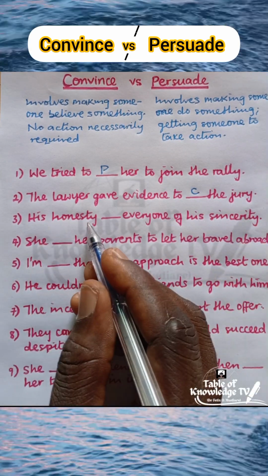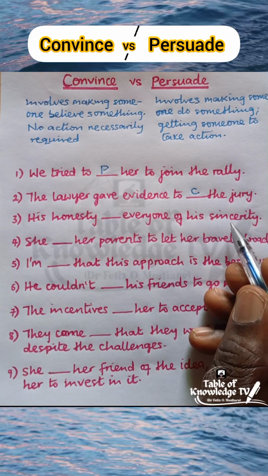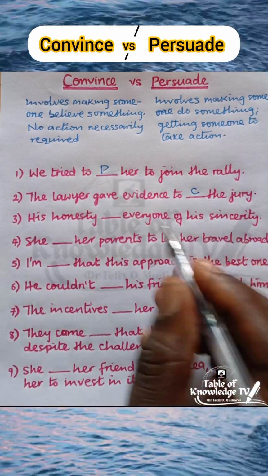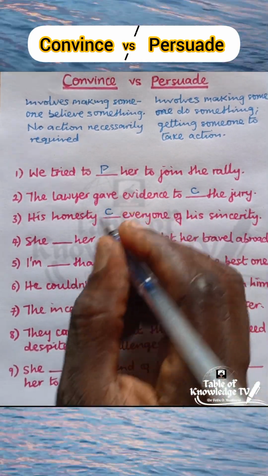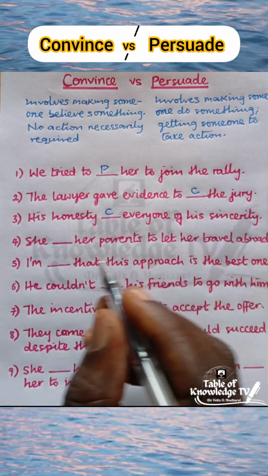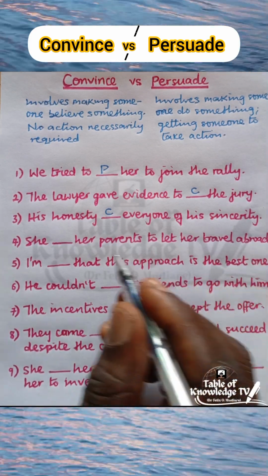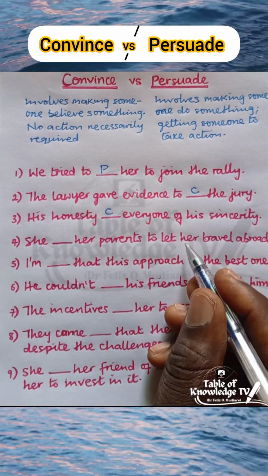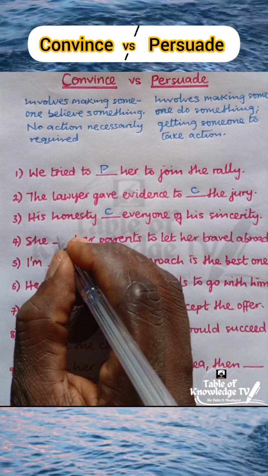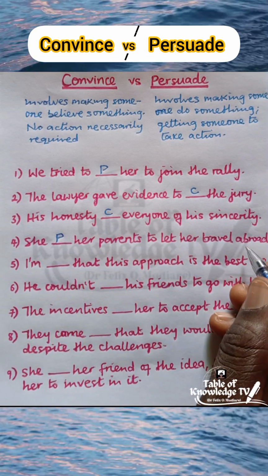Number 3, his honesty blank everyone of his sincerity. In other words, his honesty makes everyone believe in his sincerity. So here we need convince, and it reads, his honesty convinced everyone of his sincerity. Number 4, she blanked her parent to let her travel abroad. Now she gets her parent to perform an action of letting her travel abroad. So here we need persuade. She persuaded her parent to let her travel abroad.